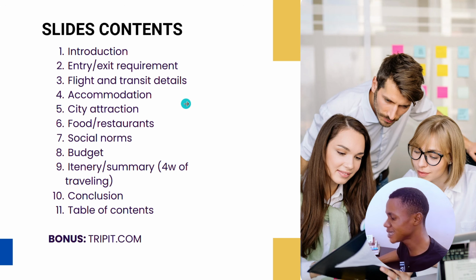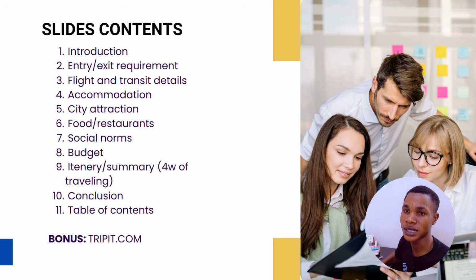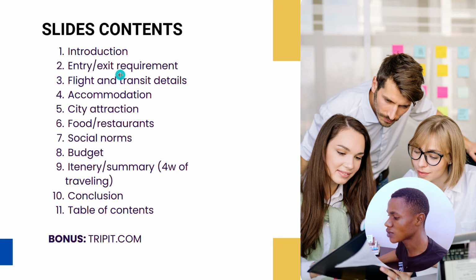Now, in the slide we are going to be creating, this first slide is going to carry the introduction, the second slide is going to carry the entry, exit and requirement, flight and transit details, accommodation, city attraction, food and restaurant, social norms, budget, itinerary and summary. In itinerary and summary, you should focus on the 4W of traveling. When we get there, we'll show you everything.